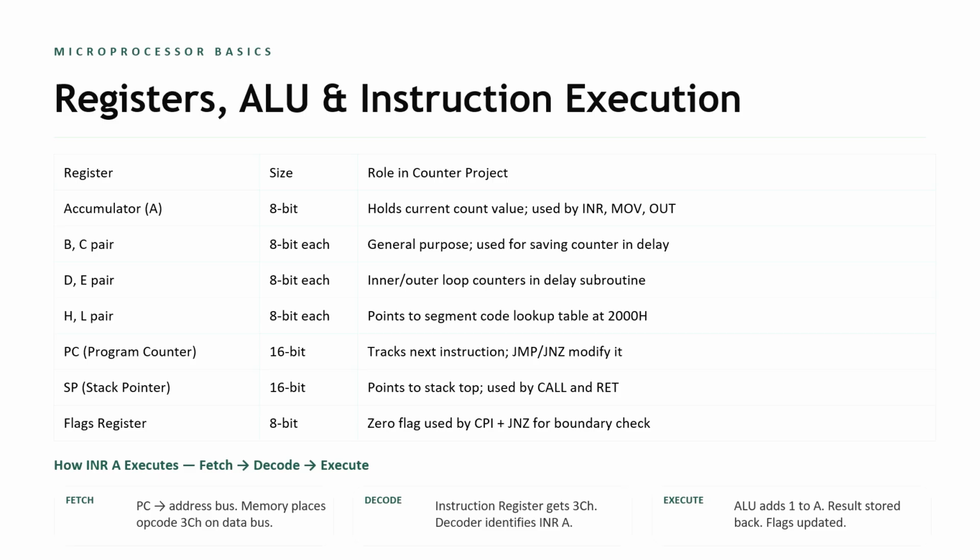At the bottom of the slide is a fetch, decode, execute cycle for the increment A instruction. The PC sends the address to the memory, which places the opcode 3C on the data bus. The instruction register receives it, the decoder identifies it as increment A, the ALU adds 1 to the accumulator, the result is stored back, and the flags are updated. This entire cycle takes just 4 states, about 1.33 microseconds at 3 megahertz.